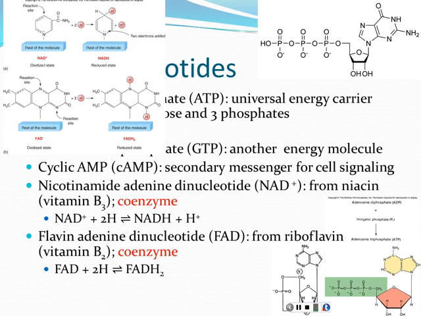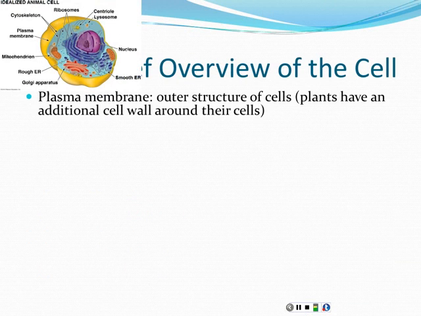And so NAD plus with 2 hydrogen will form NADH and a hydrogen ion, while FAD will, with 2 hydrogen, form FADH2. And this will become more relevant when we actually talk about cellular respiration. But for now, just know that they're there. You don't have to know them in that detail for now, but later on we'll go into a little bit more detail. So a super brief overview of the cell.